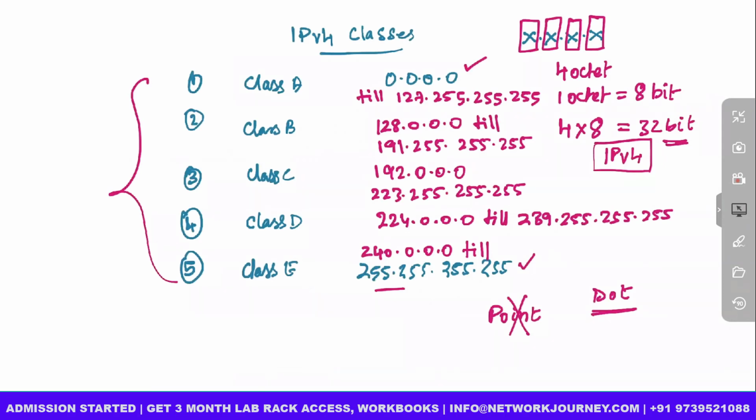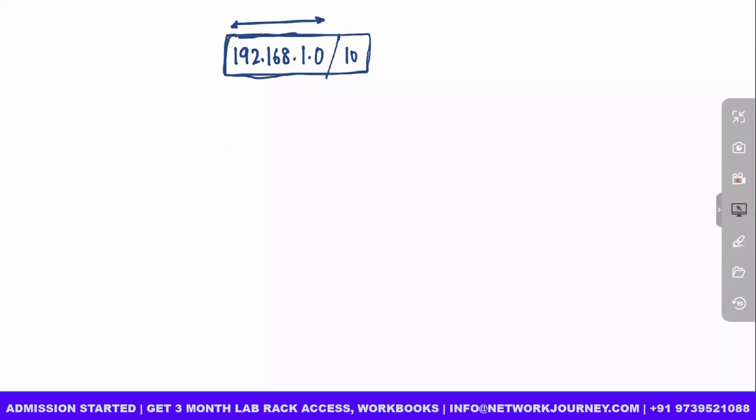Okay, I'll give you some more examples. Let's assume that you have the classes now. Let me take one random IP, 192.168.1.0/10. If someone asks you where this falls, don't be quick enough to say that this is class C. That is not how it works. You should see the octet or the subnet mask that is associated. So this is associated with /10.